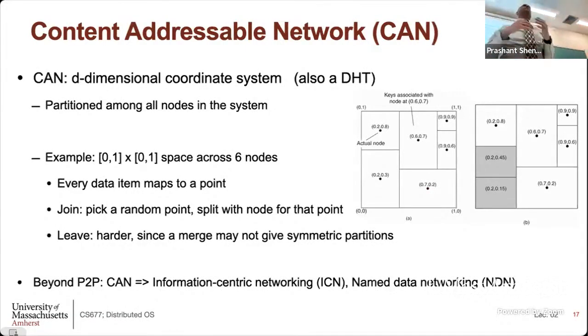But when you join, it's easier. You can join giving existing rectangle, you partition it into two, you're done. Okay? So this is how churn is handled. In this case, it's a little more complicated than the chord system.